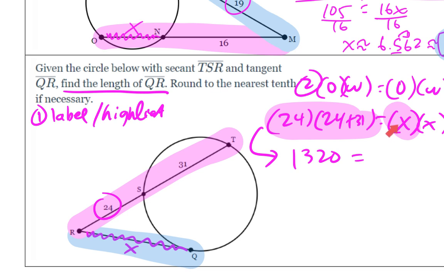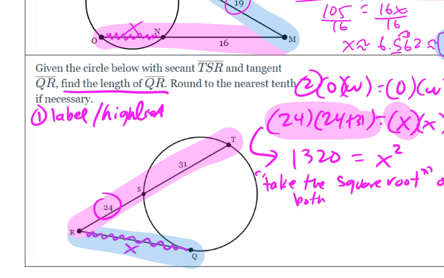Equals, now what's X times X? X times X is X squared, right? Anything times itself is itself squared, right? But we don't want X squared. We want X, right? So we need to take the square root of both sides. Take the square root, is how we pronounce it, of both sides. Okay, so if we do that, that's going to give us X, right? And that's going to be equal to the square root of the other side, which is 1320.